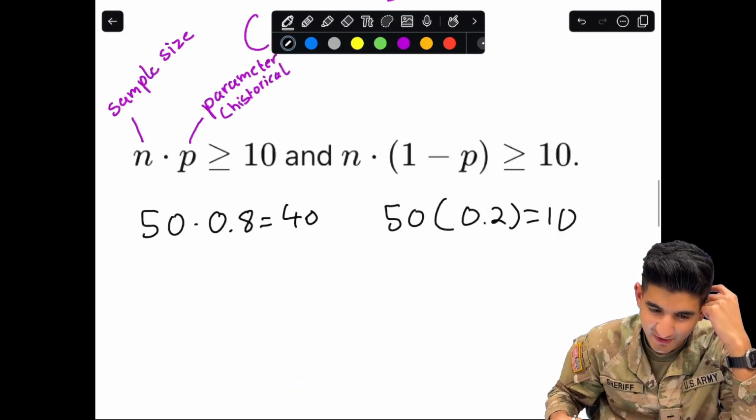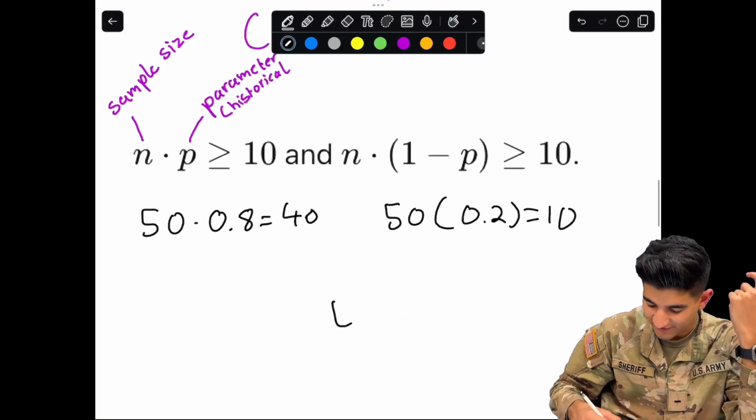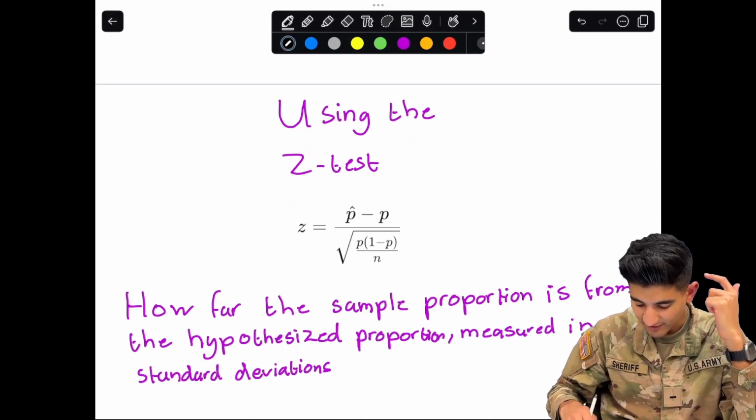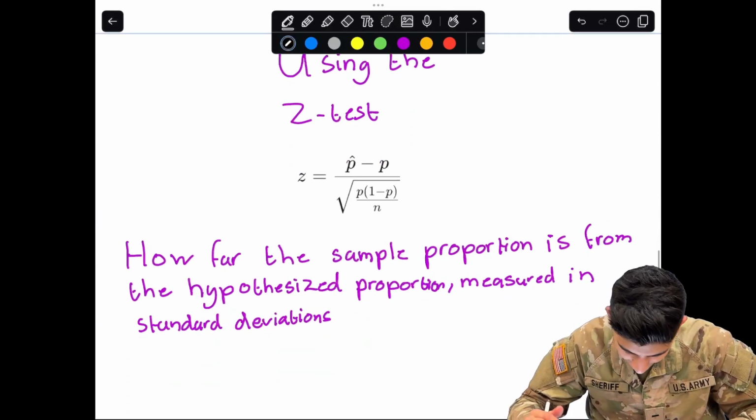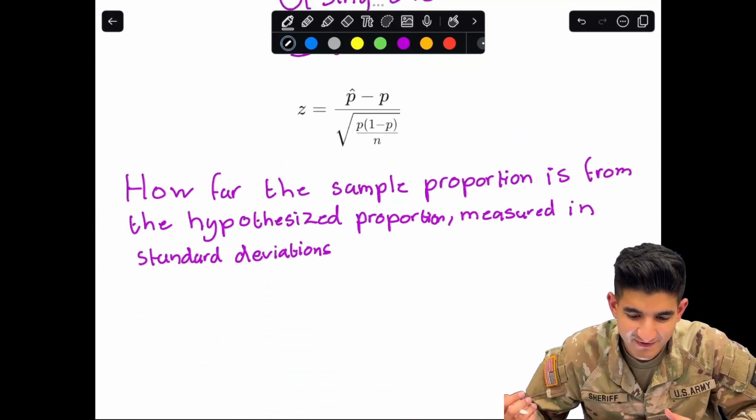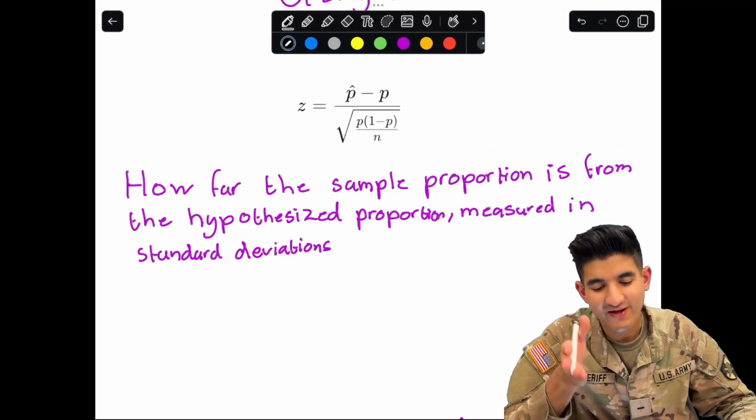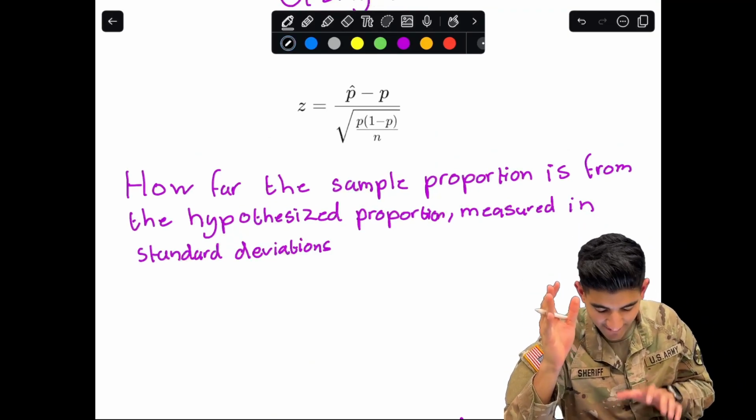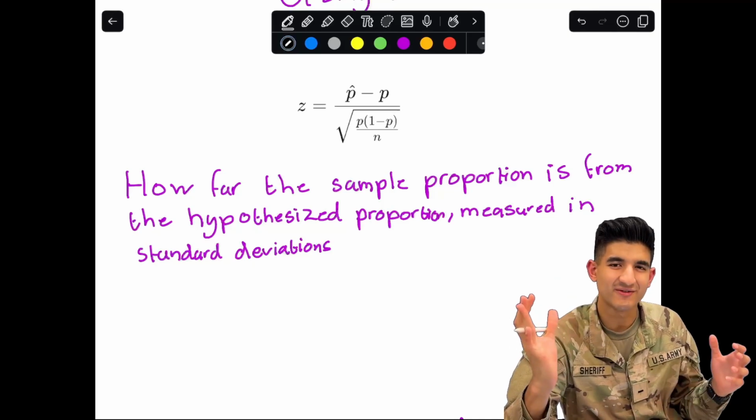And we're going to go down. So yeah, we passed the z-test, right? 40 and 10, we have enough on each side. And now we're going to use the z-test. Before I do that, I'm just going to read what the z-test actually means. The z-test is saying how far the sample proportion is from the hypothesized proportion, measured in standard deviations.